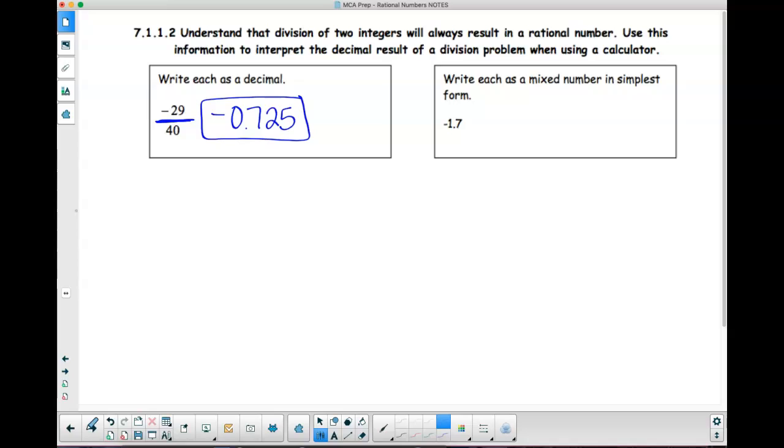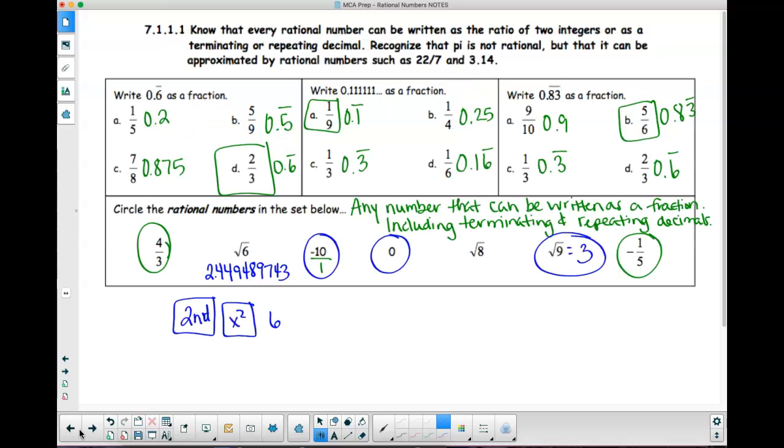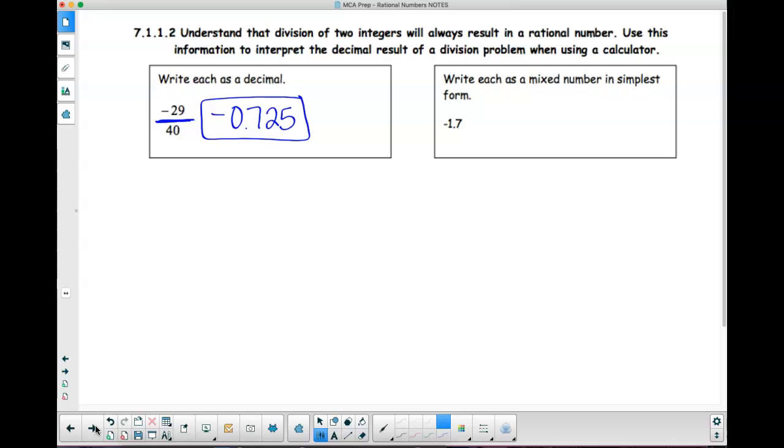Is that a rational number? Is negative 0.725 a rational number? Some of you are shaking your head no, but let's go back to the definition. The definition of a rational number, any number that can be written as a fraction, including terminating or repeating decimals. This is a terminating decimal. It started as a fraction, right? It was a fraction, so it's a rational number.